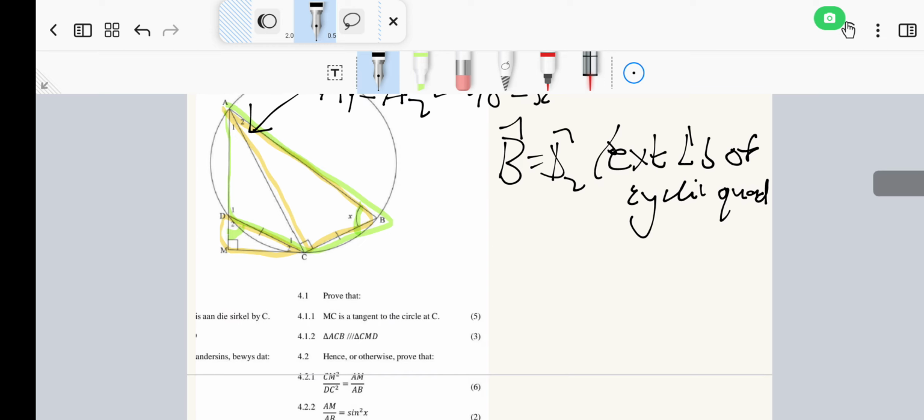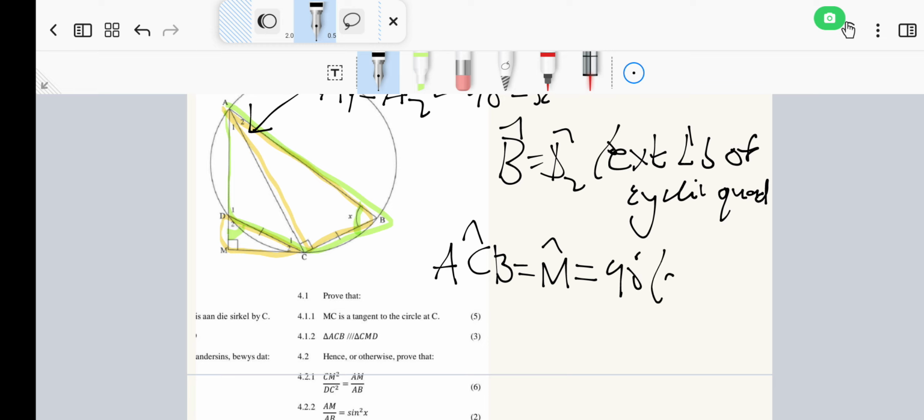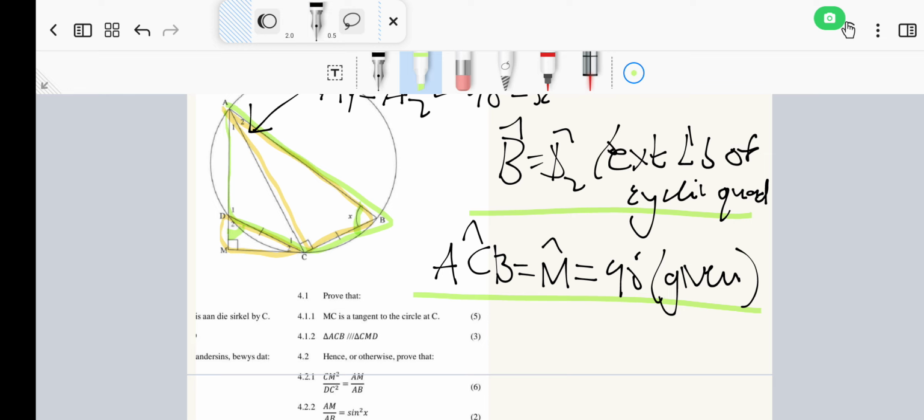So then we're going to say that C and M. So C, let's name it as ACB. ACB is also equal to M, and both of them are 90 degrees. How do we know that? That was given to us in the question, so this is given. So we've mentioned an angle that's in both triangles, another angle. So we have two angles in both our triangles, and we're proving similarity.